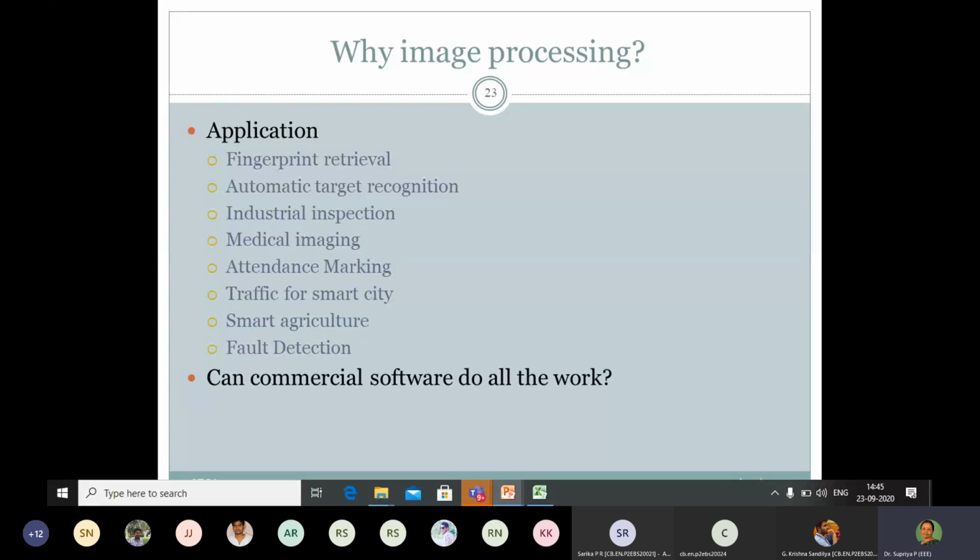The question is, can we have a commercial software to do all the work? It is not possible. We need to write software which would be specific to each application, and this is where it's going to be a major challenge to consider the basic problem of image processing, because each problem is specific and we need to cater to that problem in a specific way.